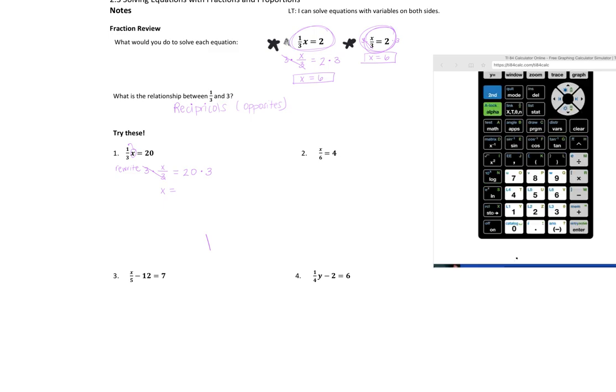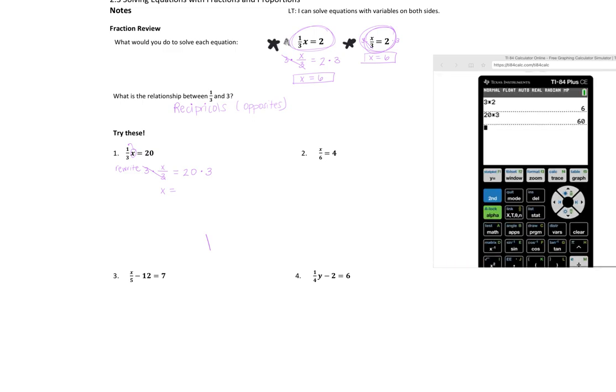So it's 20 times 3. Enter. And I get 60. Okay. So 60. So x equals 60. And that is my answer.